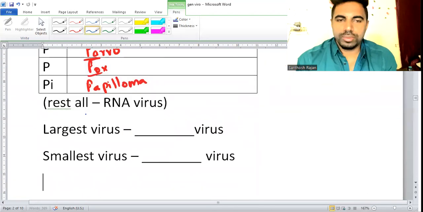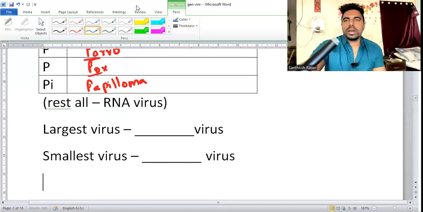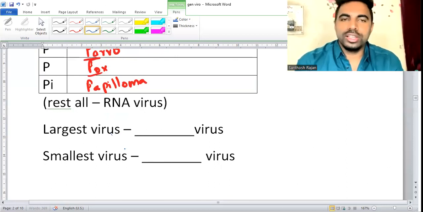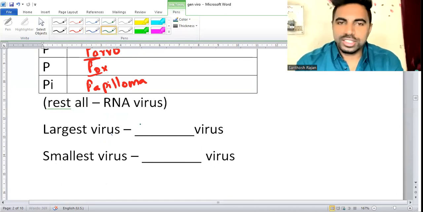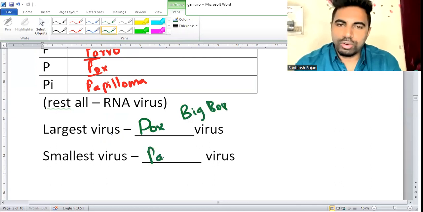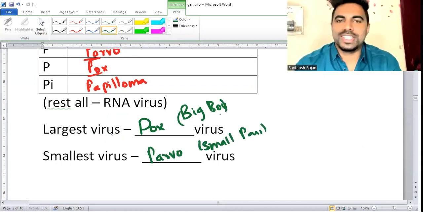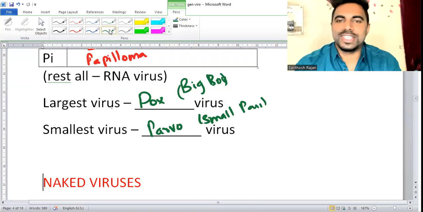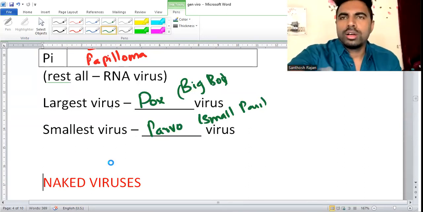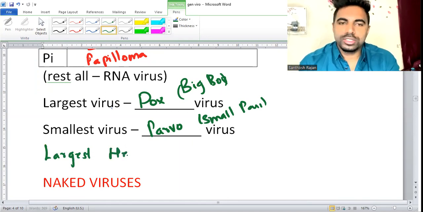Now, the smallest virus and the largest virus. We already spoke about it. The smallest is the pari. Pari is the smallest girl, we already told. And the largest one is the big box, right? We talked about the big box. So the largest is the pox virus, big box. Smallest is the choti pari, parvo, small pari with single ponytail. Got it? So no mistakes here. And just one thing also, I don't know how frequently they've asked, but the largest herpes virus is also important. Which is the largest herpes virus? Largest herpes.